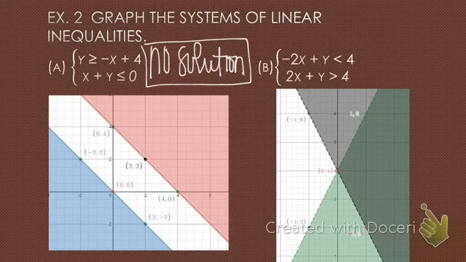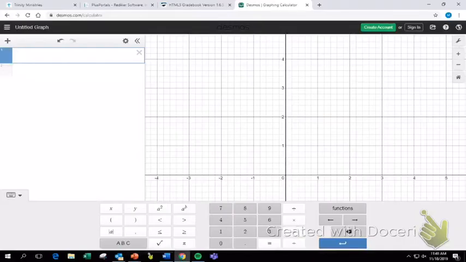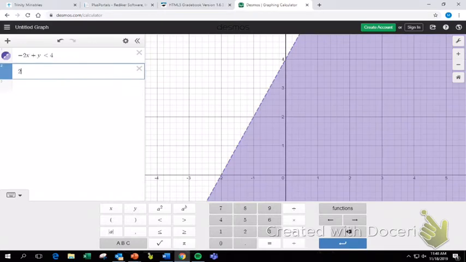Now, go ahead into Desmos and plug in your second set of inequalities. All right, the first inequality you have is negative 2x plus y is less than 4. And then you have 2x plus y is greater than 4.